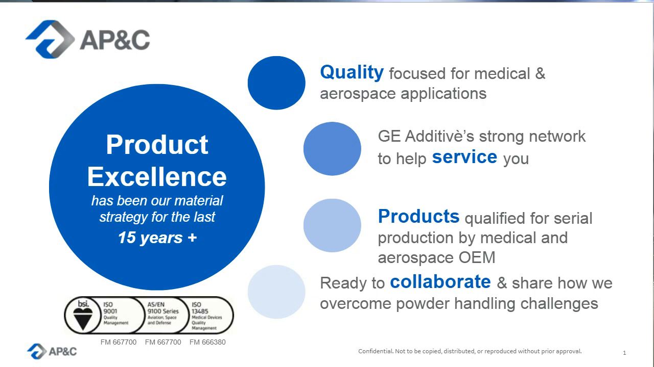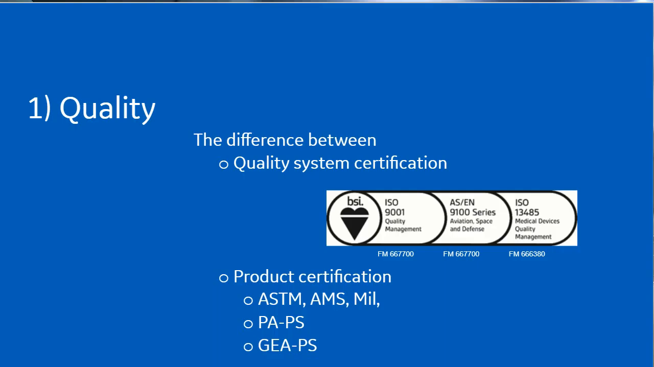So the first pillar I want to talk about is quality. And for quality, the first thing is that we have to separate quality system certification versus product certification. Quality system certification is really making sure that your quality system has the right certification and controls the different processes needed to make your product.